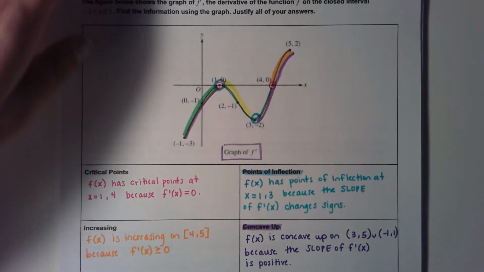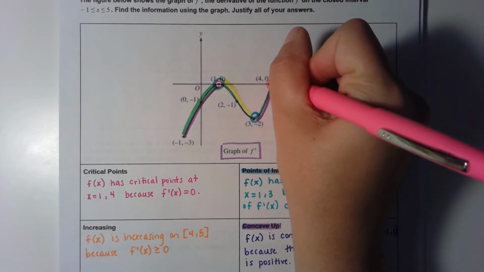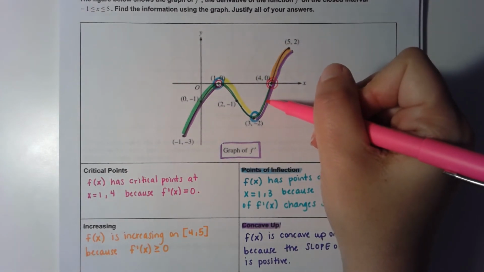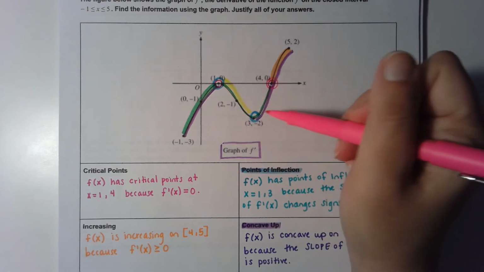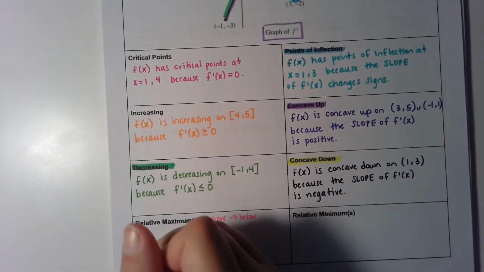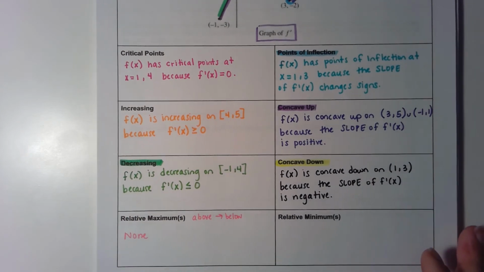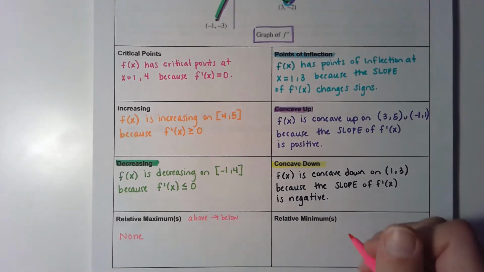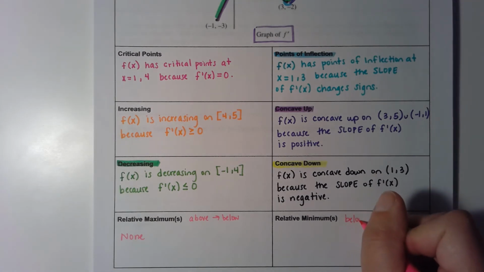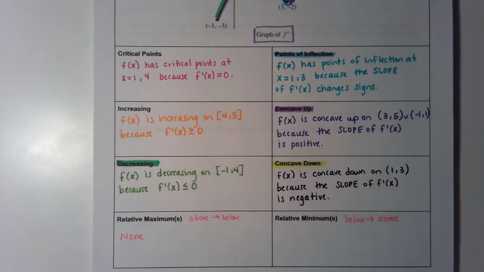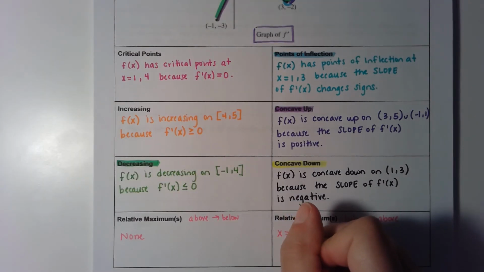If we look at this graph, that's going to happen right here when x is 4. So we've got a function that's above to below doesn't happen at all on this graph. So there's going to be none for our relative maximums. But the relative minimum, where we change from below, there we go, I can do it, to above, is going to happen when x equals 4.